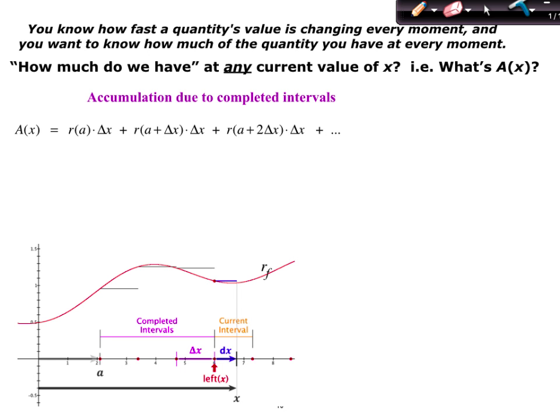And how do we get those? Each one of those is m dx, m times change in x, right? M times change in x, little bit of change in y. Little change in y, little change in y. So for each completed interval, we calculate the dy, right? And then, what else?